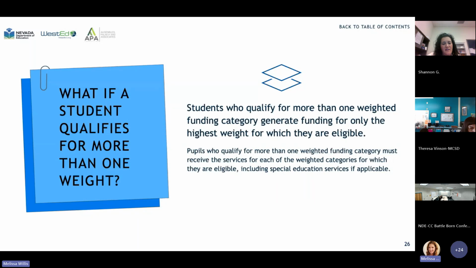Because weights are not stacked, students receive funding with the highest weight for which they qualify, in this order: special education funding for students with individualized education plans, English learner students who do not qualify for special education funding, at-risk students who do not qualify for special education funding or the English learner weight, or gifted and talented students who do not qualify for special education funding, the English learner weight, or the at-risk weight.